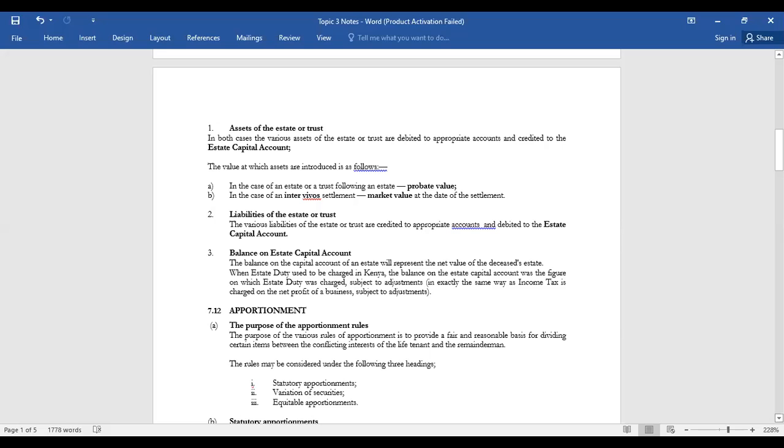Then we go to the liabilities of the estate or the trust, and this is how we post them. The various liabilities will be the opposite of the assets. So the various liabilities of the estate or the trust will be credited. Assets were being debited and you were crediting the estate account. But in this case, we'll now be crediting the liabilities account and instead debiting the estate capital account. And then, of course, the balance on the estate capital account will represent the net value of the deceased estate. And this will be important because of the tax.